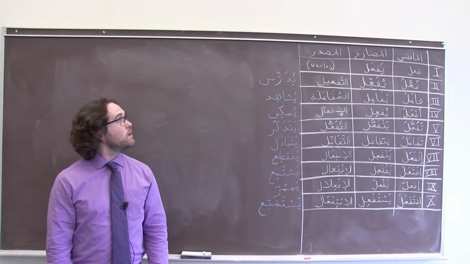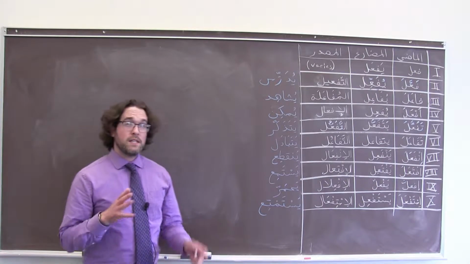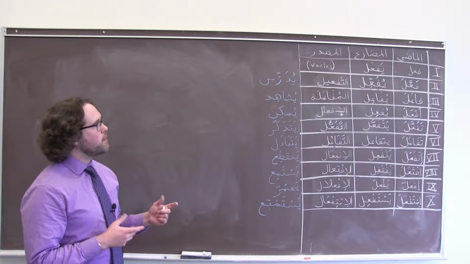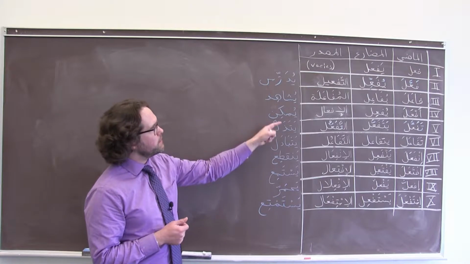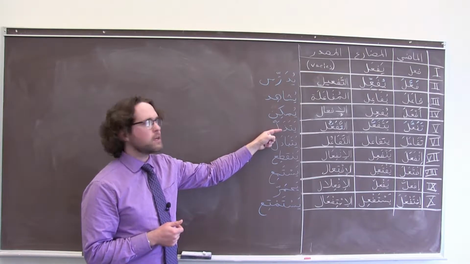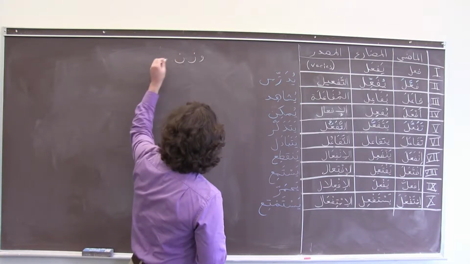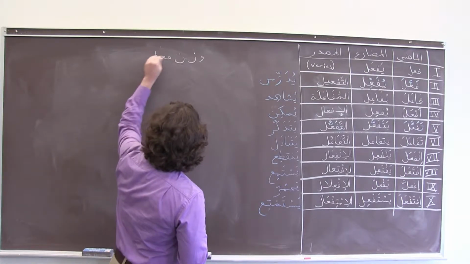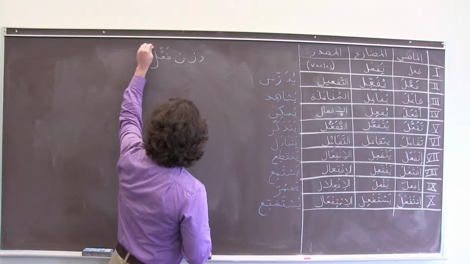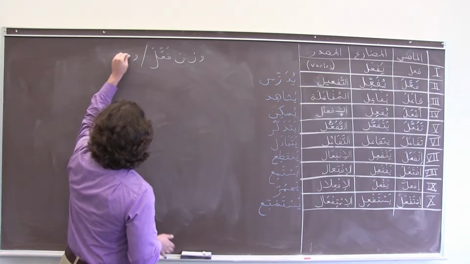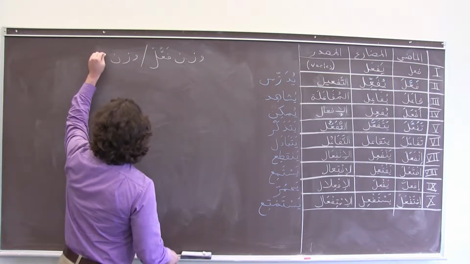أهلا وسهلا. Right now we're going to talk about derived verb patterns 2 and 5, what we would call in Arabic Wazn فعّل, and Wazn تفعّل.